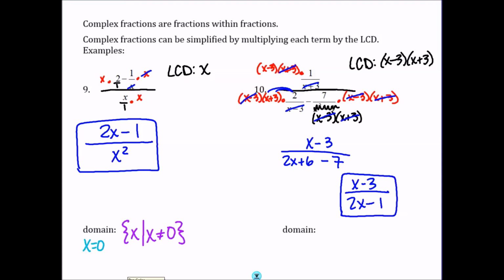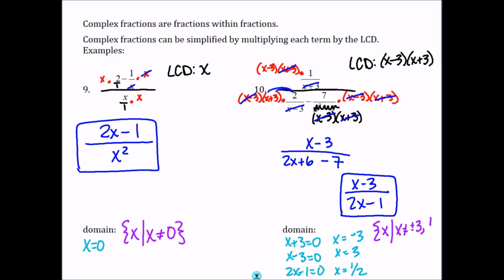So when we do our domain, we need to look at the LCD, then we also need to look at the denominator of our final answer. So we have 2x minus 1 as our final answer, so we need to set that equal to 0 as well. So we end up with negative 3, positive 3, and positive 1/2 as our domain restrictions. So our domain is x, such that x does not equal positive or negative 3, or 1/2.